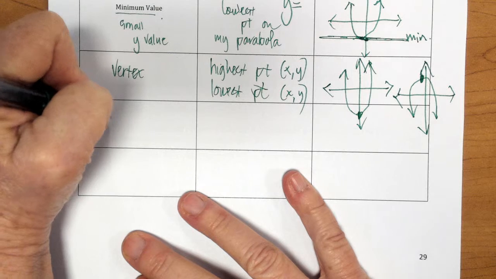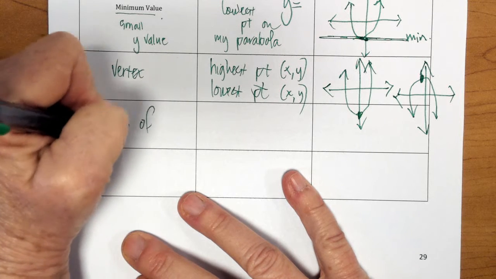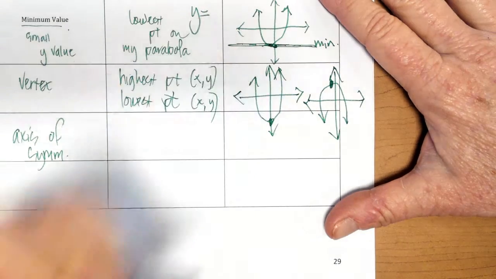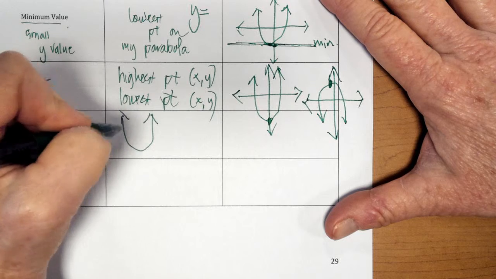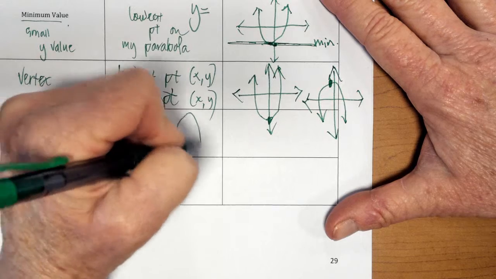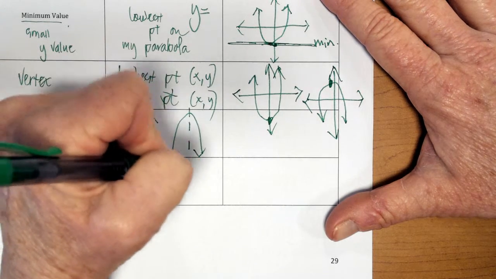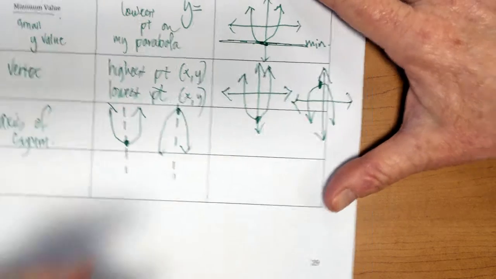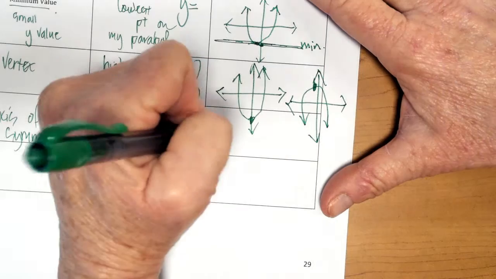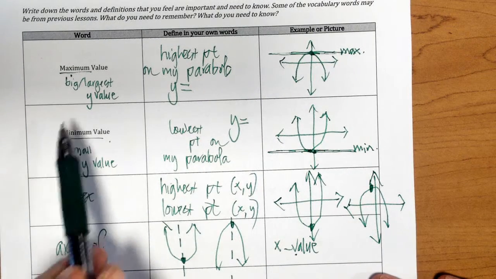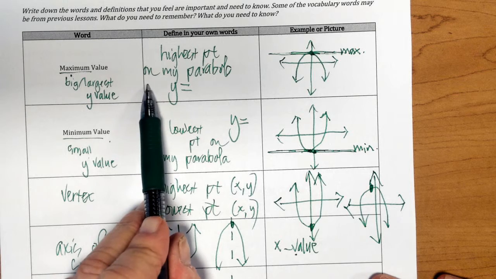Well, and then what do I know about my axis of symmetry? Well, my axis of symmetry goes right through, I draw it right here, goes right through my vertex, right through my vertex. And what do we know about the axis of symmetry? Well, the axis of symmetry is my x value. It's my x value of my vertex. And now, therefore, let's connect the dots. And my minimum or maximum value is my y value.